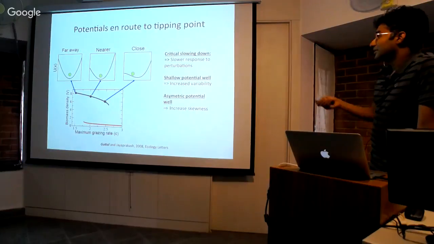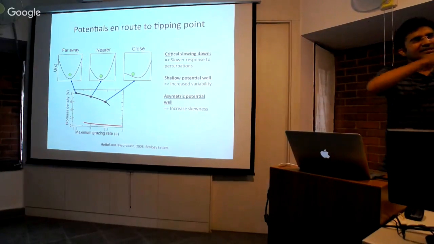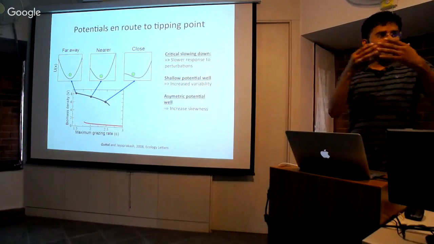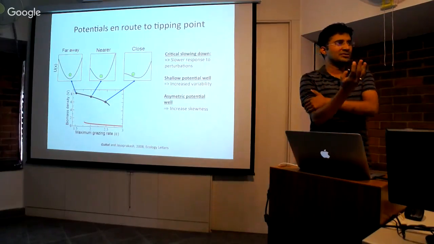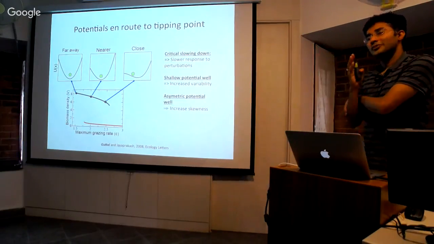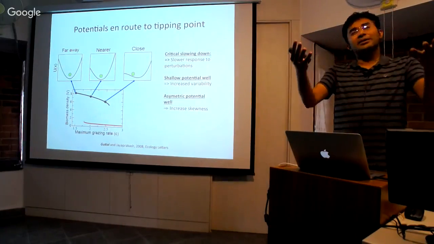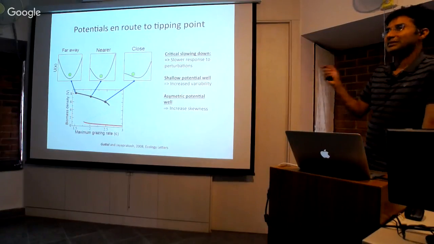Okay. And the fact that this potential is asymmetric means that the state variable as a function of time will be skewed in one direction compared to the other. So there will be a deviation from typical normal distributions, which are highly symmetric. So the idea that the system becomes more deviant from a normal distribution can be used as signatures of these critical points.